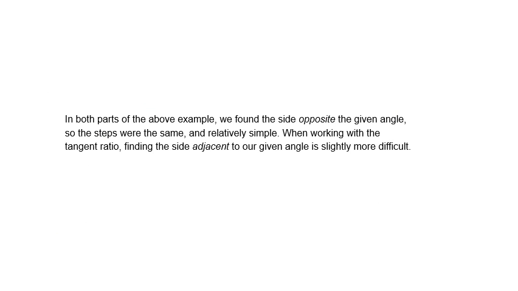In both parts of the above example, we found the side opposite the given angle. So the steps were the same and relatively simple. When working with the tangent ratio, finding the adjacent side is slightly more difficult. So the first two examples, those are the steps to find the opposite side. Now we're going to look at finding the adjacent side.